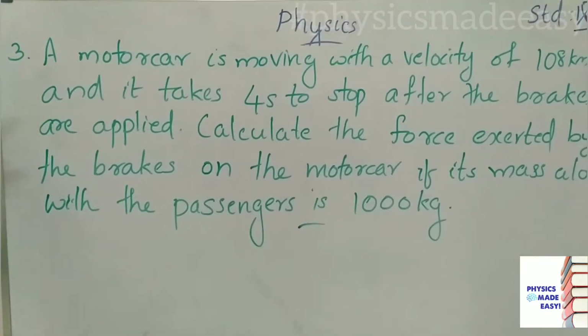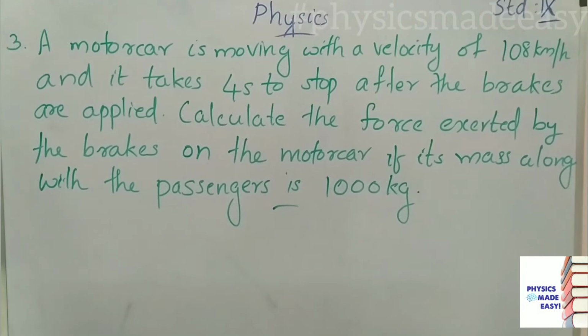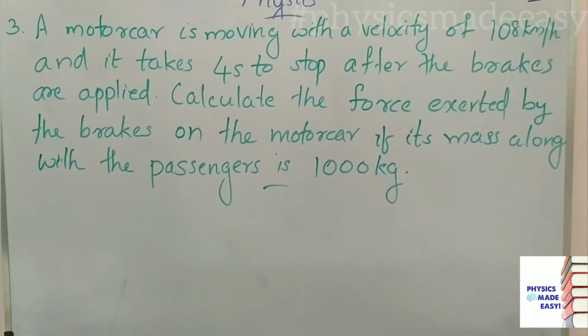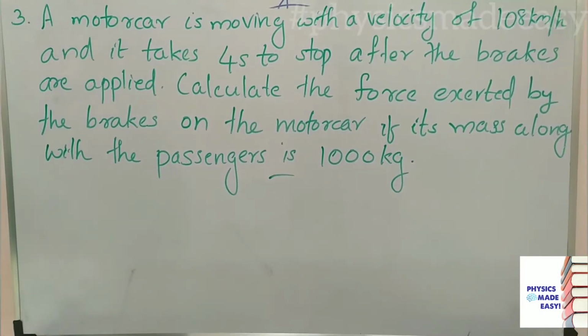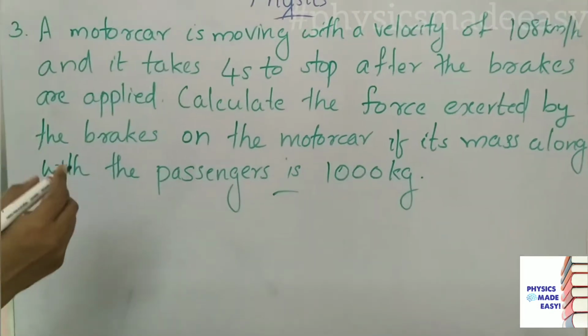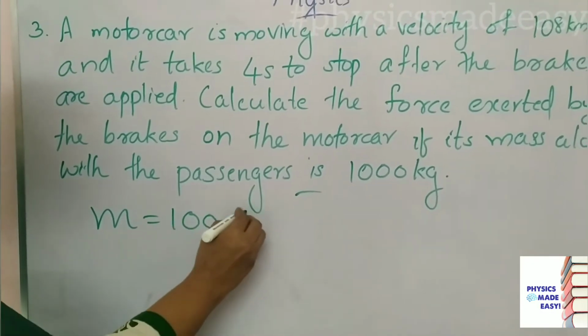Listen here, a motor car is moving with a velocity of 108 km per hour and it takes 4 seconds to stop after the brakes are applied. Calculate the force exerted by the brakes on the motor car if its mass along with the passengers is 1000 kg. So here we can write mass is equal to 1000 kg.